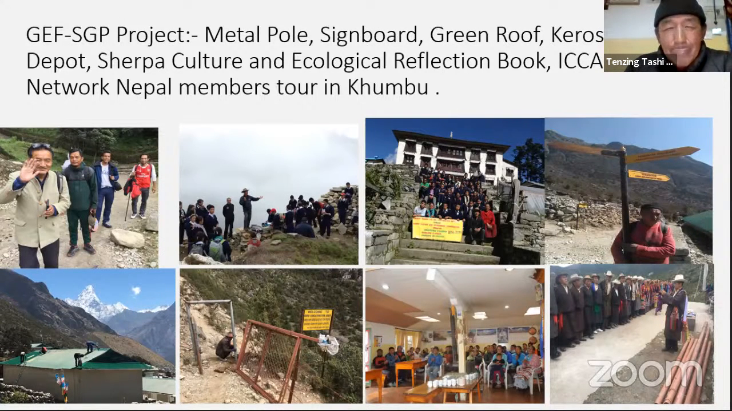And through the small grant program, we did many things, such as the metal pole. The metal pole is for the prayer flag. Before, the Sherpa people used to cut big, long trees for the prayer flag. Instead of the tree, we brought metal poles from Kathmandu. So the metal pole is for conserving the forest.